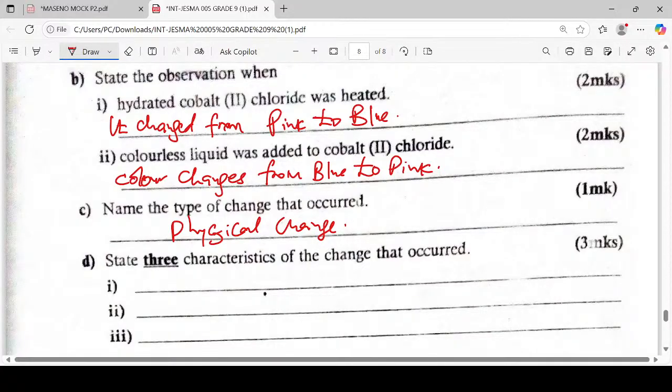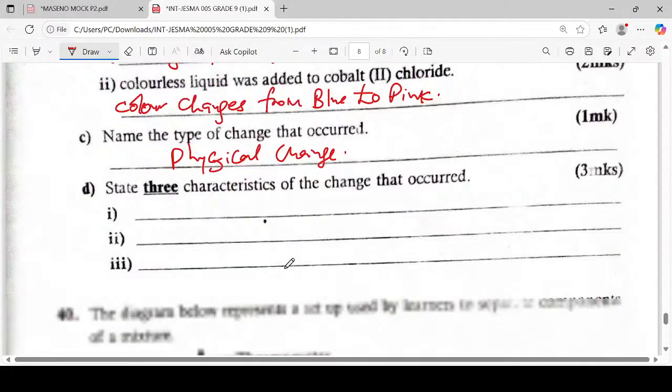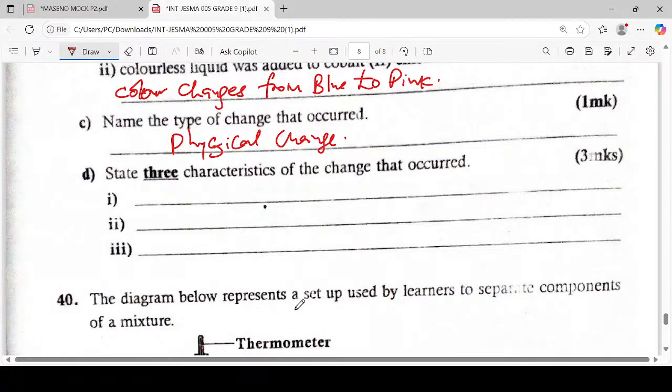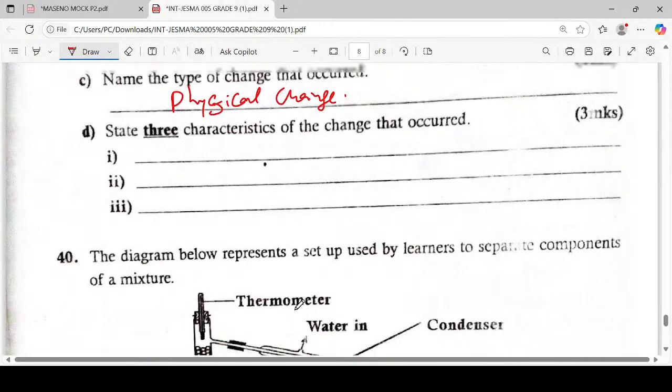State 3 characteristics of the change that occurred. Characteristics of physical change. 1, the change is reversible. You can see the reverse that happened. Change is reversible. That's one.